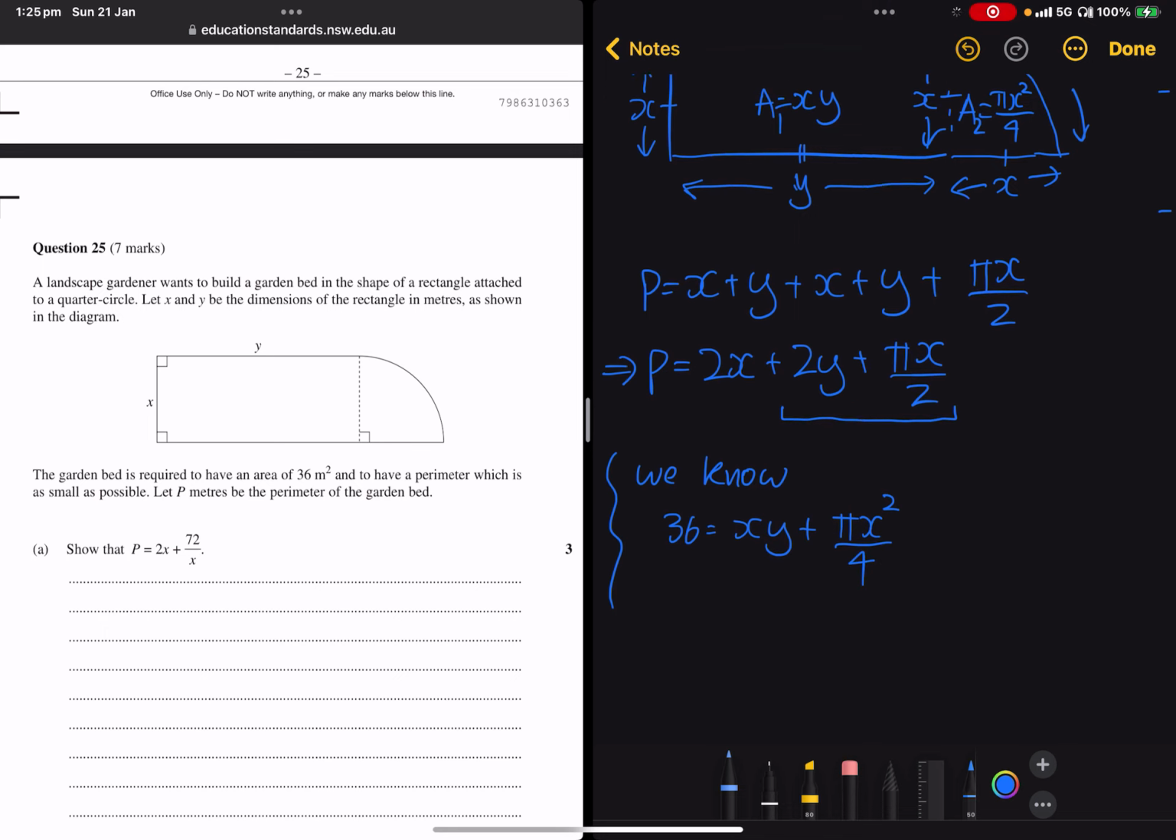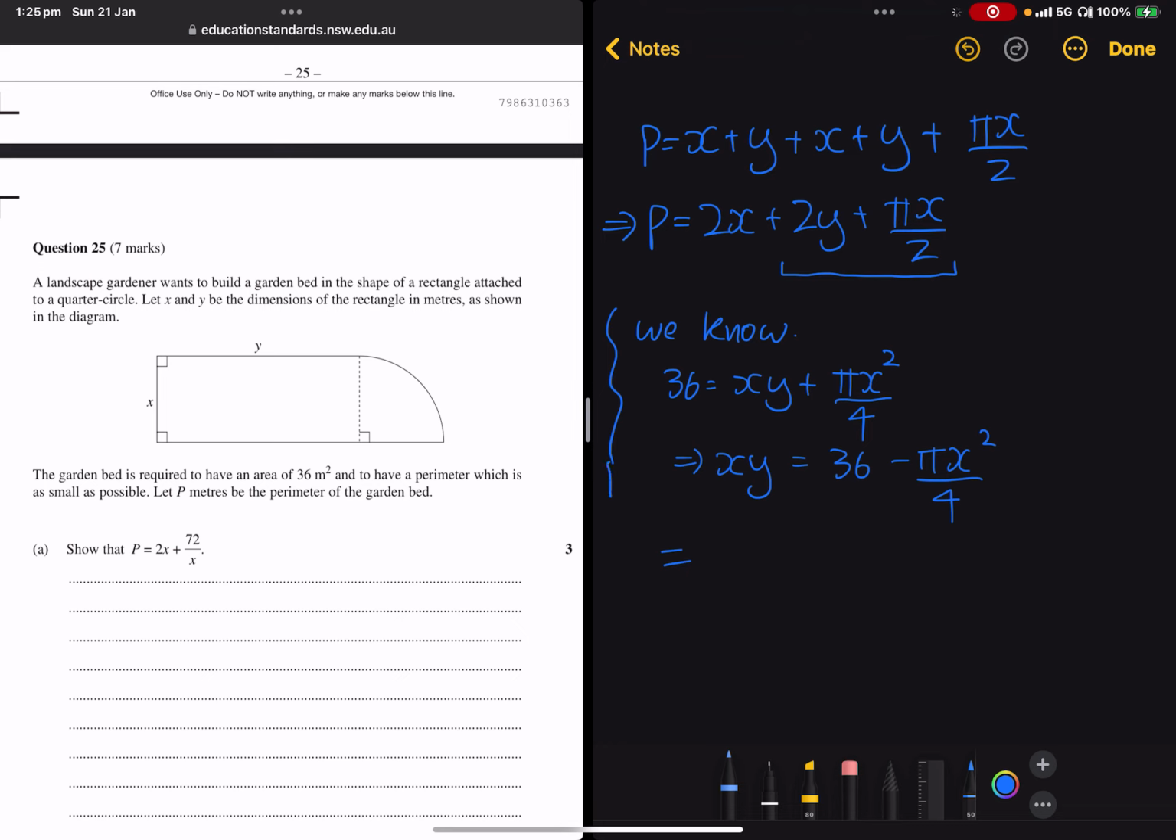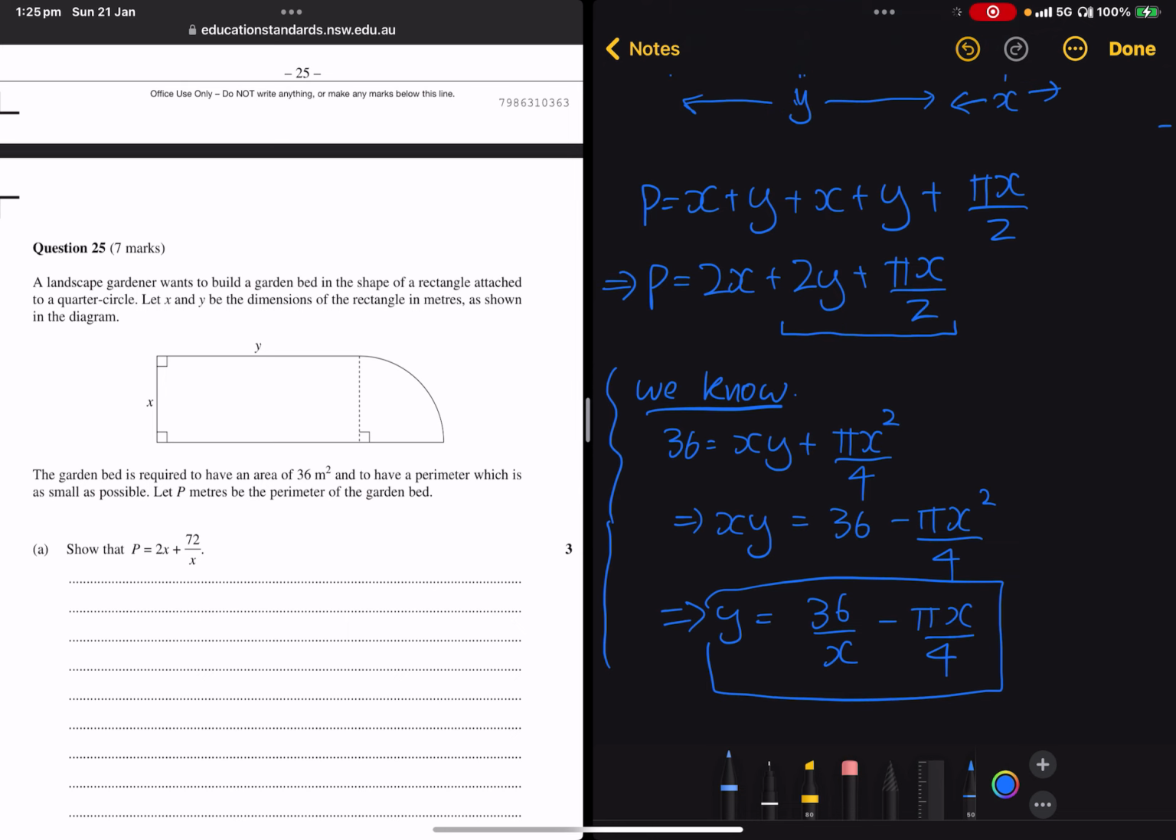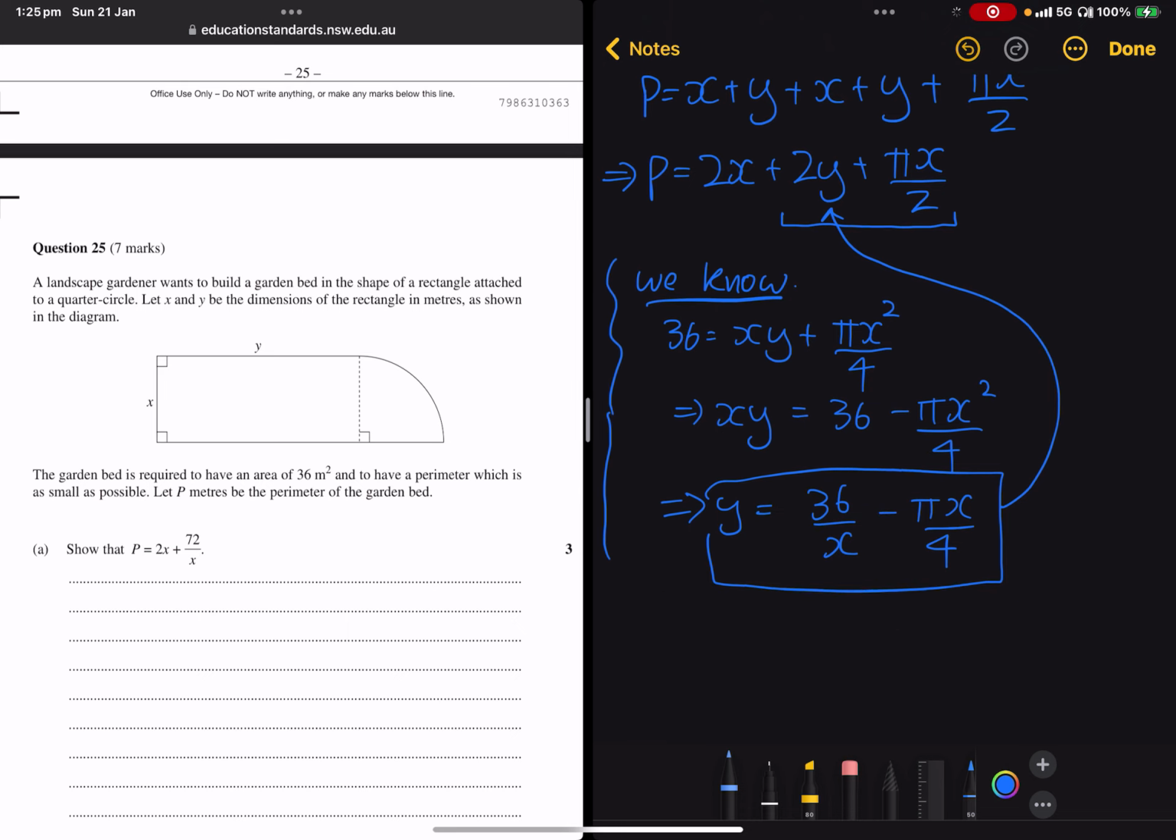We can now rearrange this for y. So we get xy is equal to 36 minus pi x squared on 4. Divide everything by x. And this gives us y is equal to 36 divided by x minus pi x divided by 4. And so we now have a new equation in terms of y. We're going to sub this in to this equation where the y is.